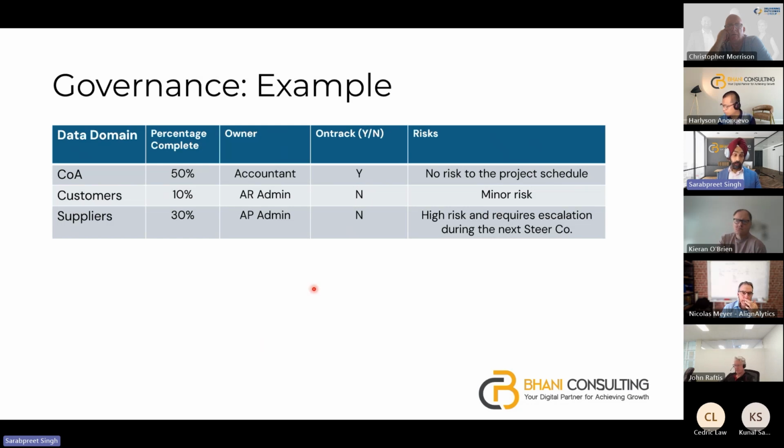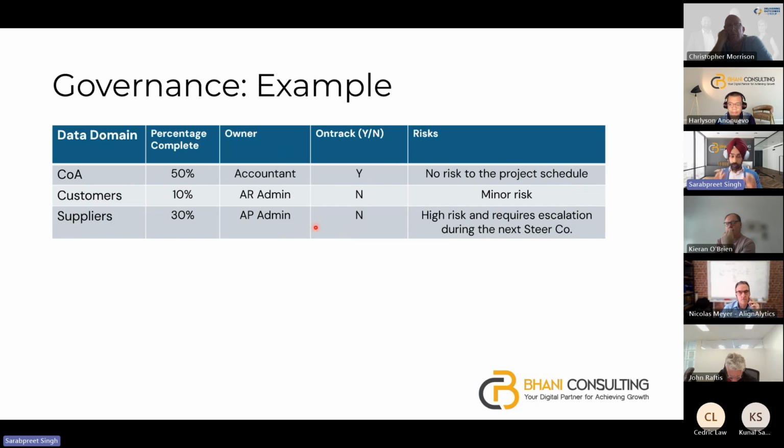Now I can say, look, based upon my plan, imagine this is like a report coming in. So chart of accounts is 50% done. The owner is the accountant, and it is on track. There is no risk to the schedule. There's a minor risk here. And for the suppliers, I want to make sure that this is now escalated to the steer co, because this is going to be delaying the overall project. This is not on track, it is a high risk.